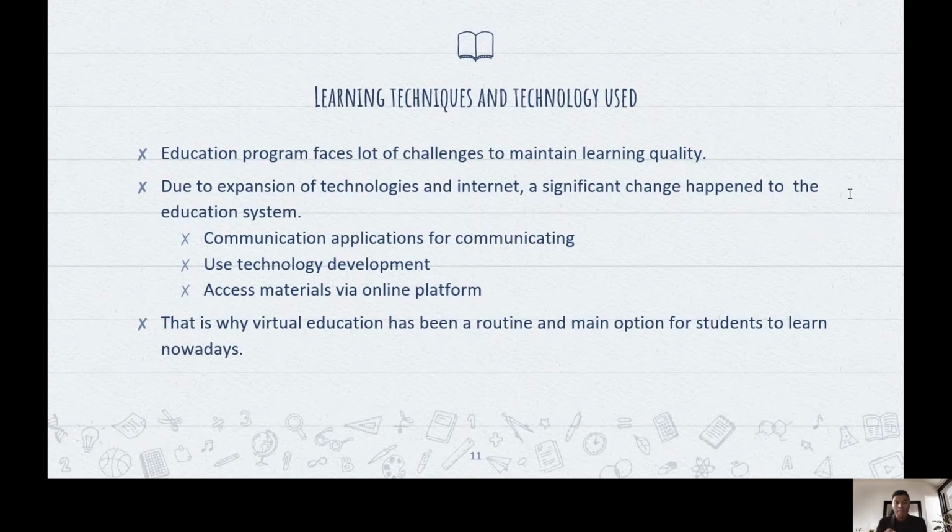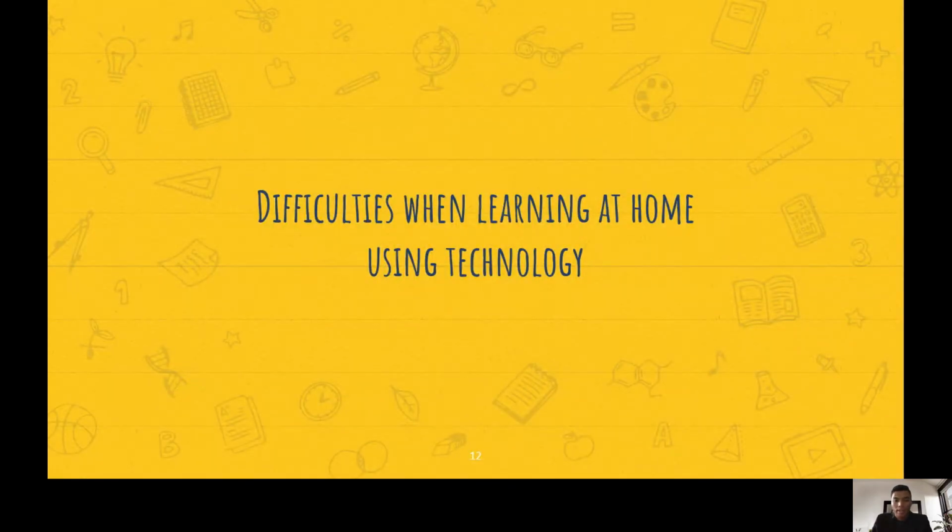People need to bear in mind that all of these techniques are in online mode as we are now trying to reduce physical contact and at the same time reduce the risk of being infected by the COVID-19 virus. And also at the same time, we want to deliver teaching material to the students as effectively as we could. Okay, moving on to the next one, which is difficulties when learning at home using technology.